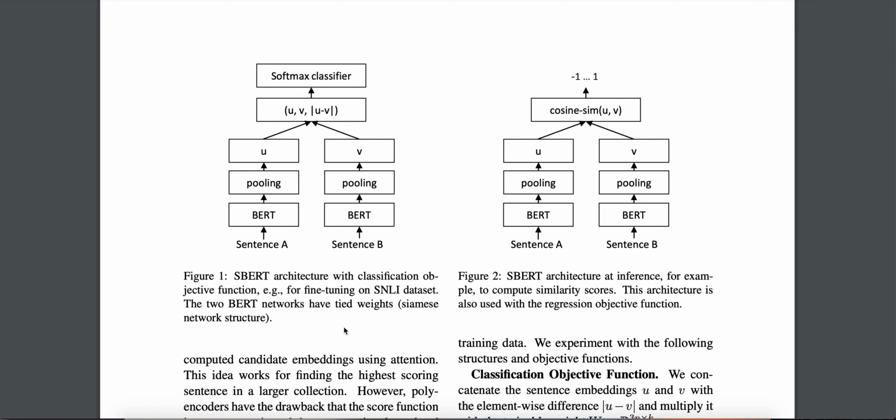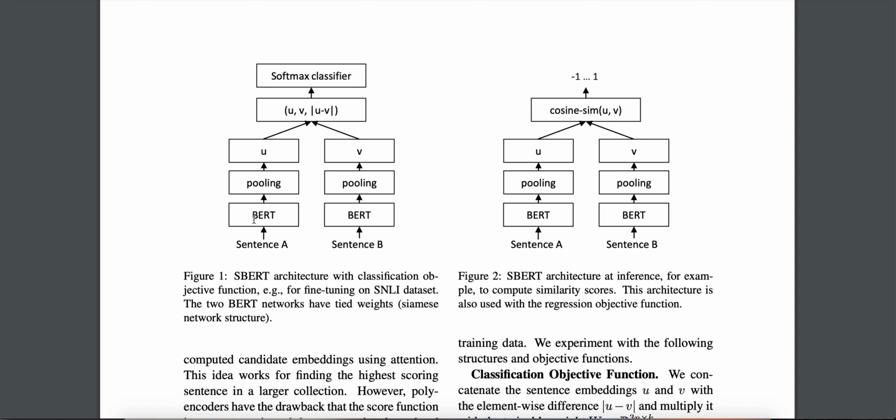So here as you can see, we will be passing a pair of sentences to the model. It's a Siamese based network. We will be having two BERT models. We will pass sentence A and sentence B to these models. Once we pass these sentences to these models, they will generate embeddings.